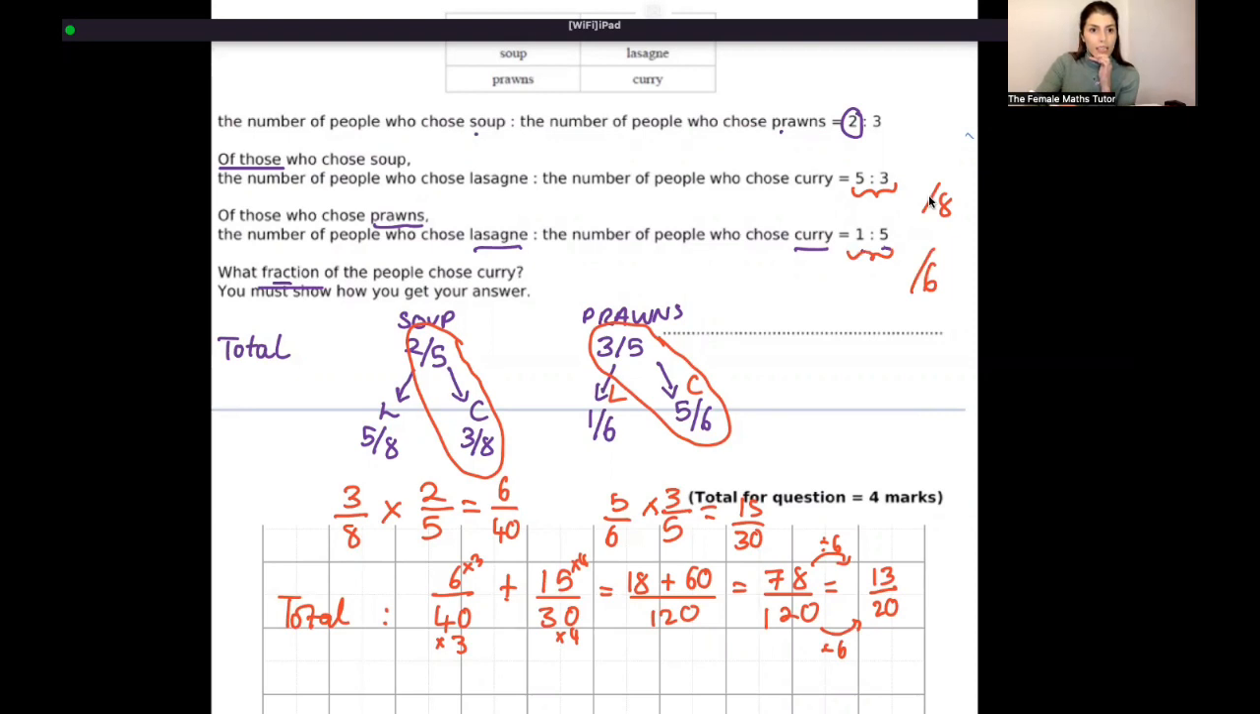Is that okay? No problem. Have you been able to screenshot it too? Okay, perfect. Okay, thank you. So we'll move on to the next question. We haven't got many left.